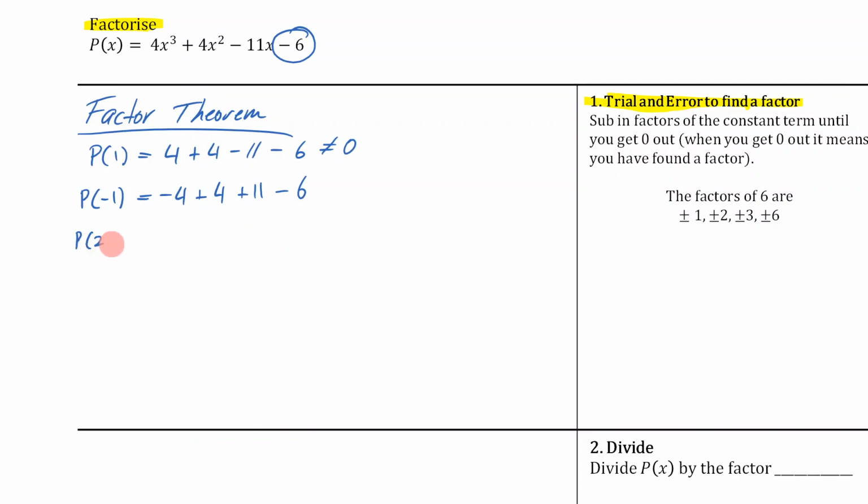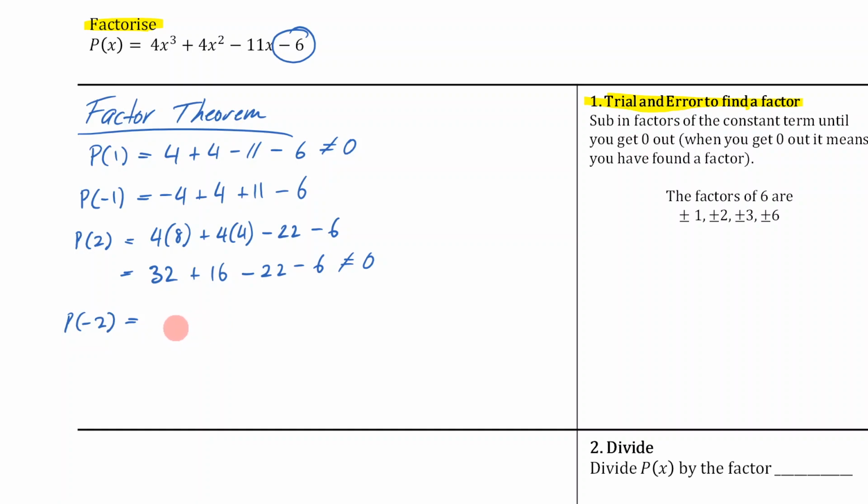Let's go P of 2. Well, this would give me 4 times 8 is 32, plus 4 by 4 is 16, minus 22, minus 6. This will definitely not work because 32 plus 16 is going to be way bigger than negative 22 minus 6. So that's not going to work either. Oh boy, let's go negative 2. You can see this is a painful process.